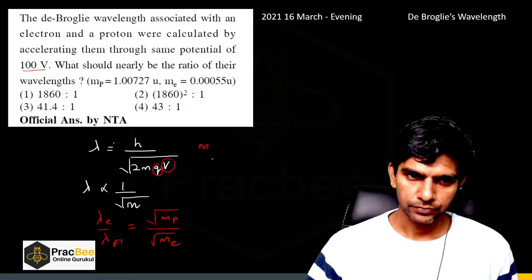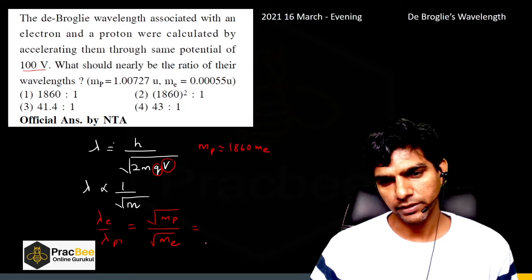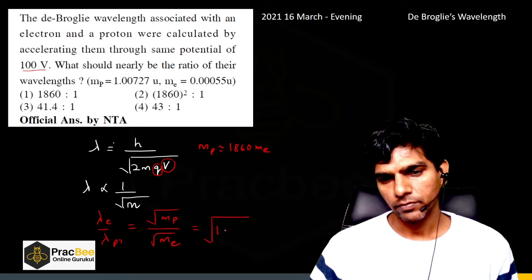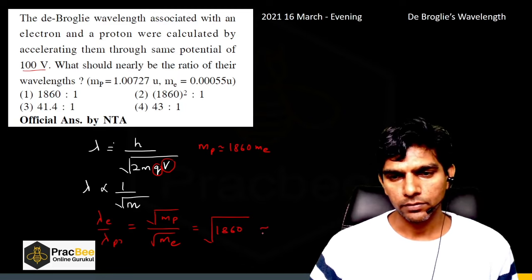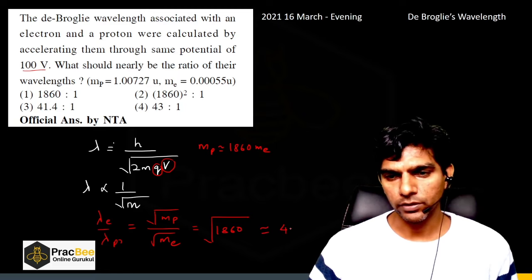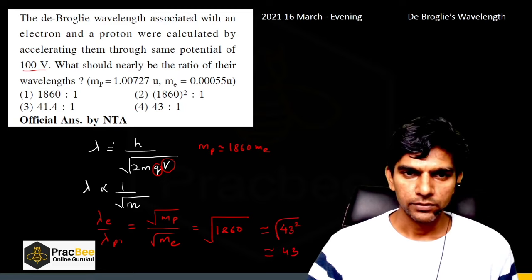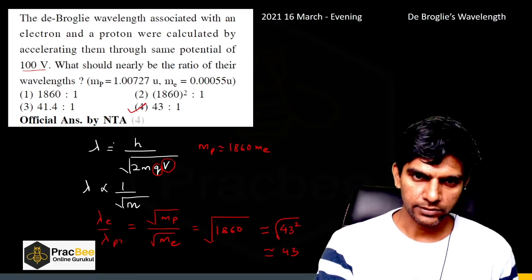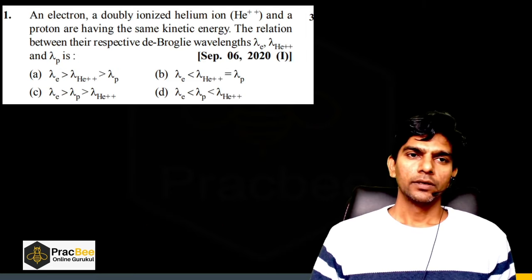And we know that mass of proton is approximately 1860 times the mass of electron. So, we can write this as root of 1860. And 1860 is quite close to the square of 43. So, the square root of that will be 43. So option 4 is the right answer. Okay. So again, pause the video to try to solve this question.